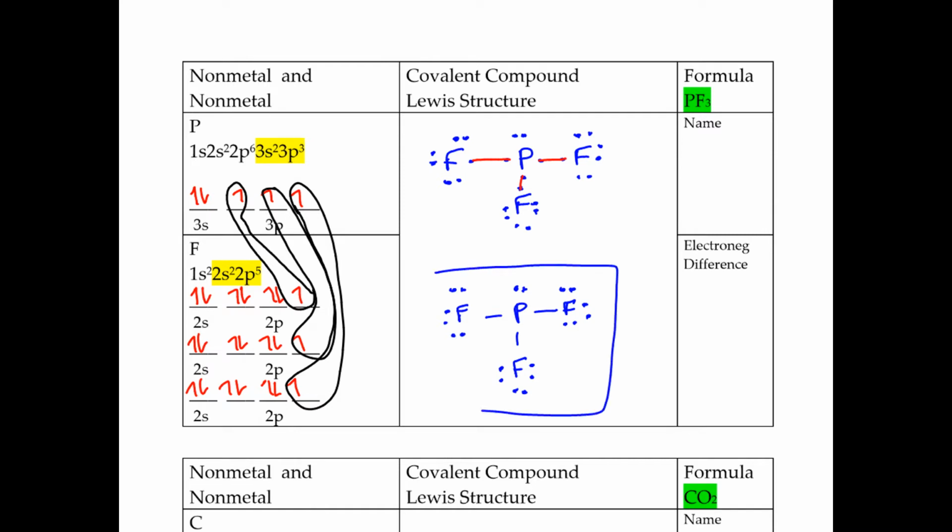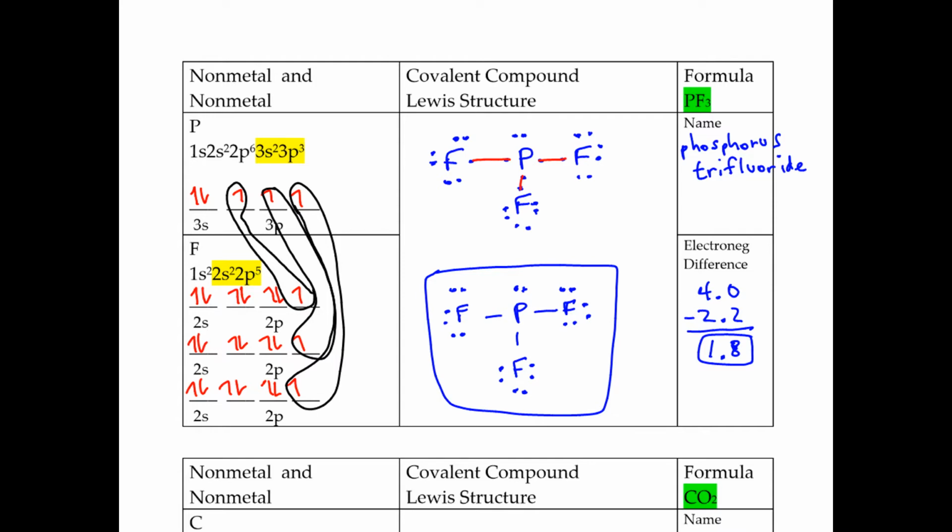We could name this as a molecular with prefixes. So phosphorus trifluoride. Remember to spell fluoride correctly. And the electronegativity difference, F is a 4.0, and phosphorus is a 2.2. So this one comes out to be a 1.8, which is a little bit higher than the other electronegativity differences that we had before for moleculars, but generally still on the low side.